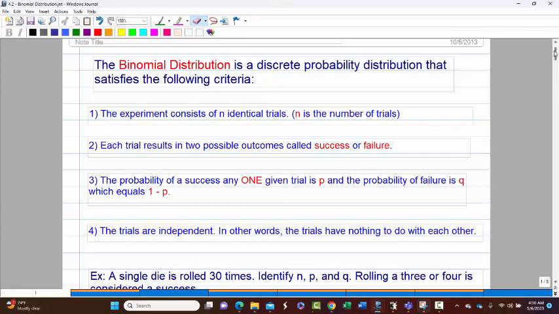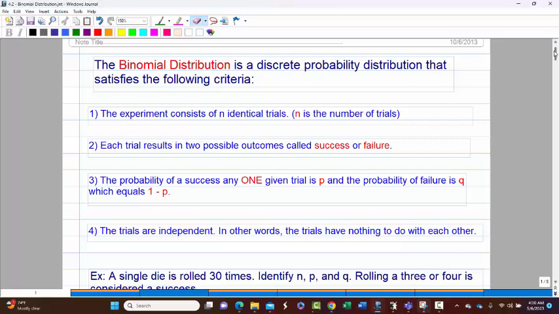Binomial consists of n identical trials. N is however many times. So if you flip a coin 20 times or roll a single die 12 times, that would be your n. Now, here's where it gets a little different. Each trial results in two possible outcomes called success or failure.